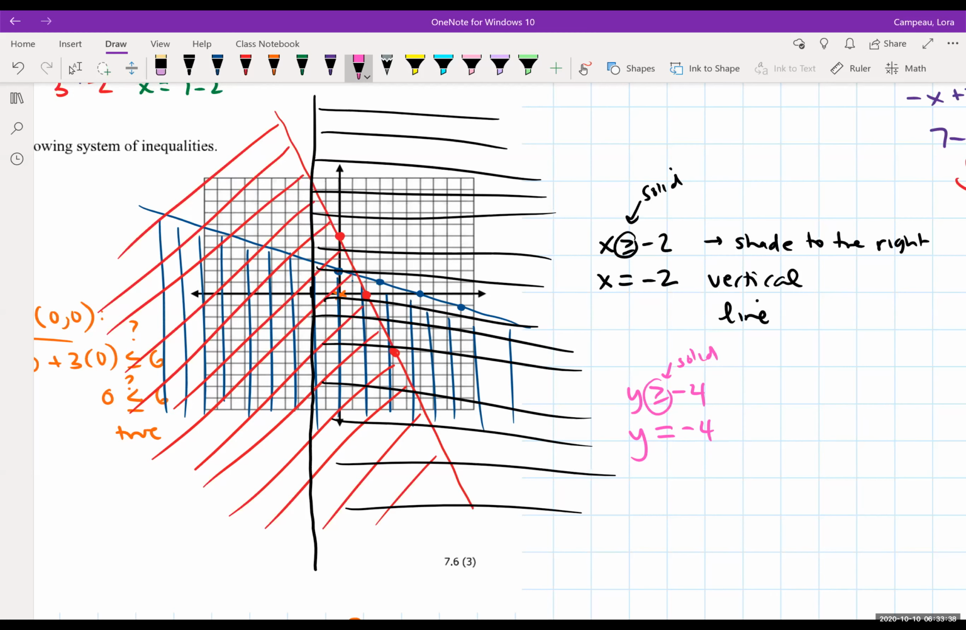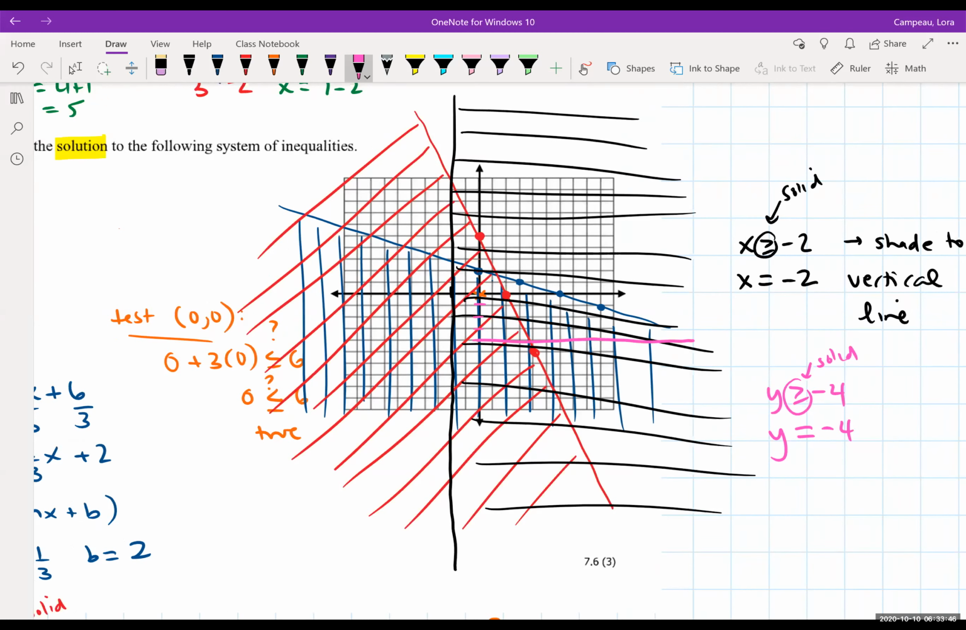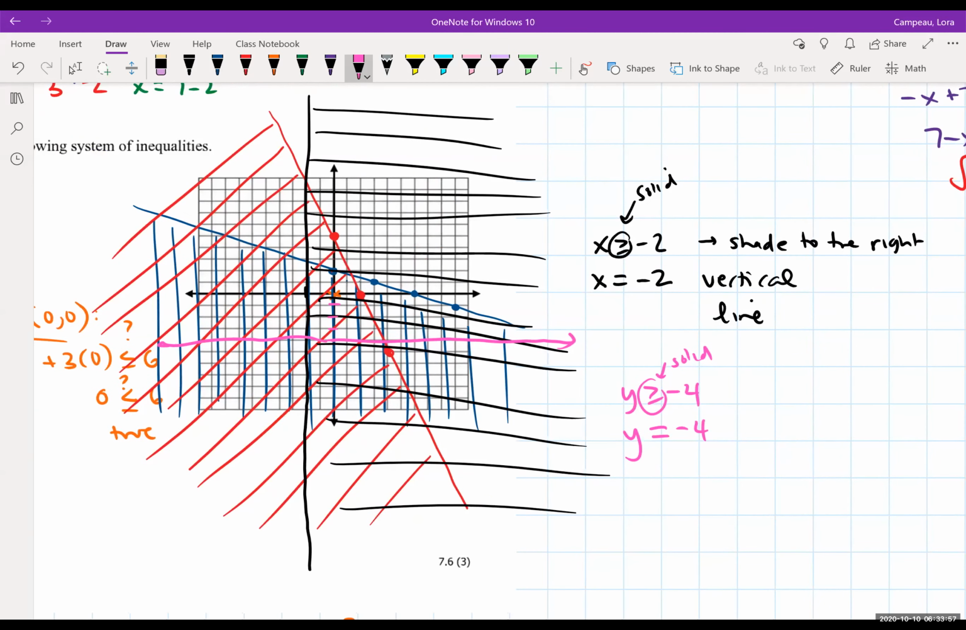So y equals -4. I've got to really go back and look at where my axes are. 1, 2, 3, 4. So you have a solid line. And y is greater than -4 means all the numbers that are bigger than -4, we will be shading above our boundary line. So now we have a lot more shading.